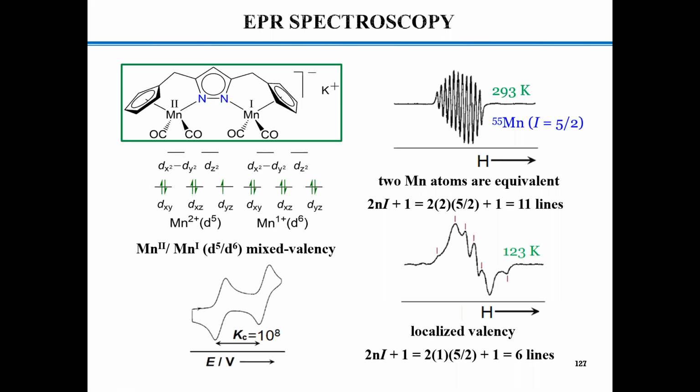Without isotopic involvement, you cannot differentiate by EPR whether it is localized or delocalized. Once both the manganese are involved in carrying this unpaired electron in a shared form through this bridge, then both the manganese isotope I values are getting involved. So you get 11 lines. But when you lower the temperature, it is being localized over here. As a result, you get only 6 lines.